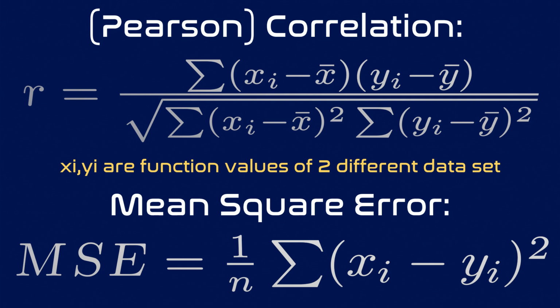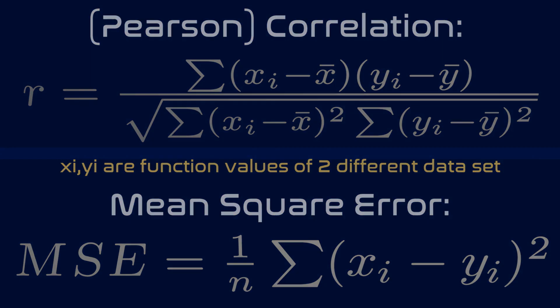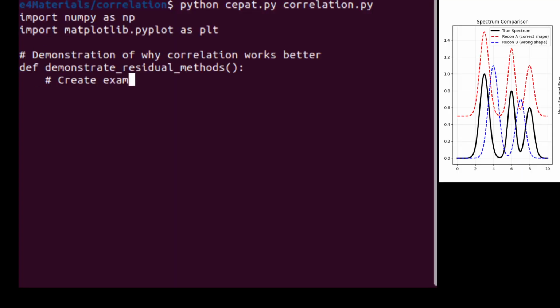materials. In data science, we often compare spectra or fit models to data. Two main approaches are correlation, which measures similarity in shape or pattern, and least squares residuals, which measure absolute differences point by point. Let's see how these two methods behave in real cases.